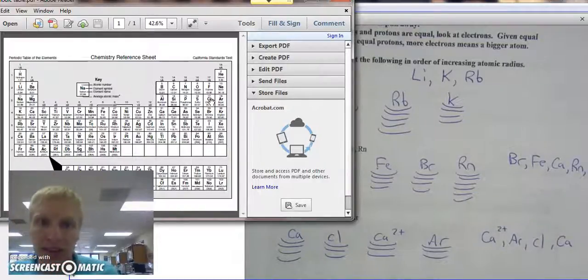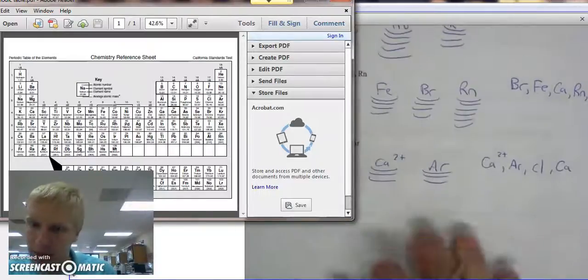So the more protons it has, the smaller it is. Argon has more protons, so it's smaller than chlorine. However, chlorine is smaller than calcium because calcium has more shielding. So that is the order of smallest to greatest atomic radius. And we have one more.